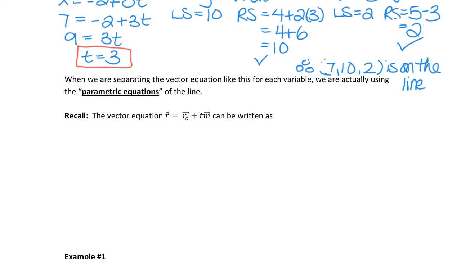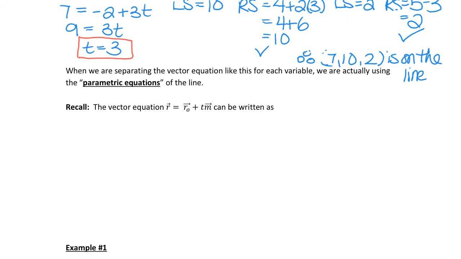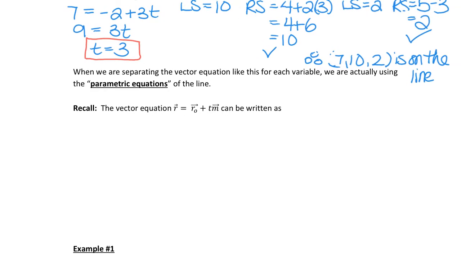Okay, so when we're separating the vector equation like this for each variable, we're actually using the parametric equations of the line. What I mean by separating is we had an equation for the x, the y, and the z. So let's start by reminding ourselves that we have a vector equation here. We consider this the geometric vector equation.